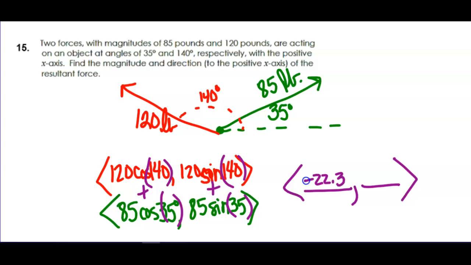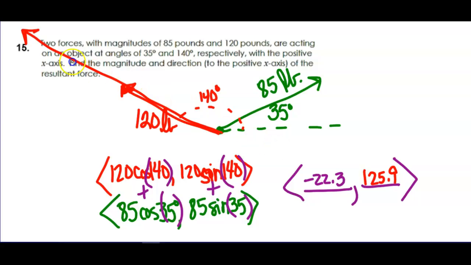So 120 cosine of 140, close parenthesis, plus 85 cosine of 35 is negative 22.3, which makes sense because remember, I should have drawn this at a better scale. This one was pulling a lot harder, right? 120 pounds of force. So it's going to wind up actually moving left. And then if I do 120 sine of 140, close parenthesis, plus 85 sine of 35, I get 125.9 is the y.